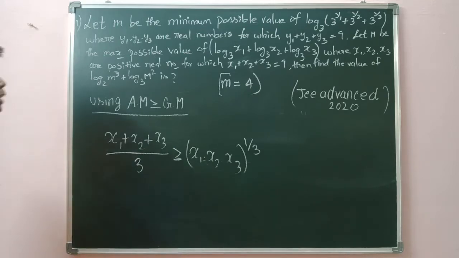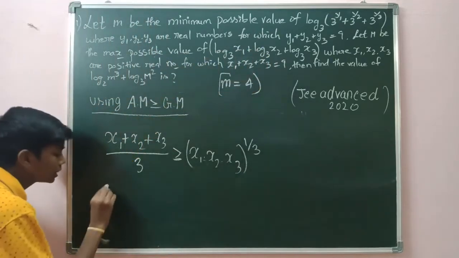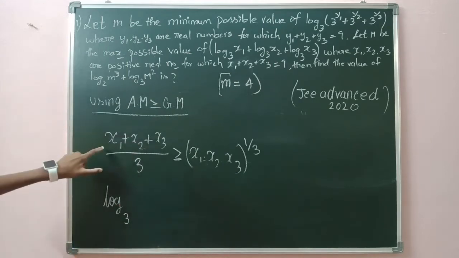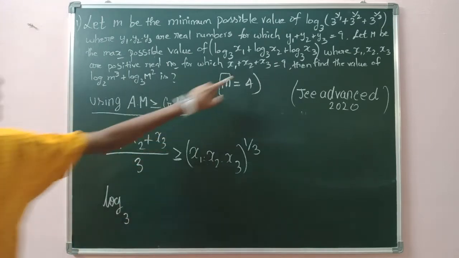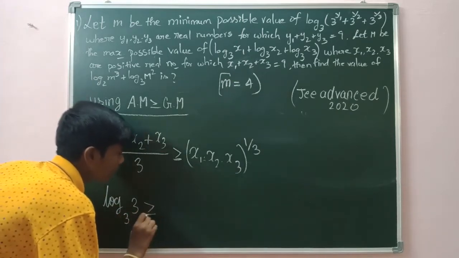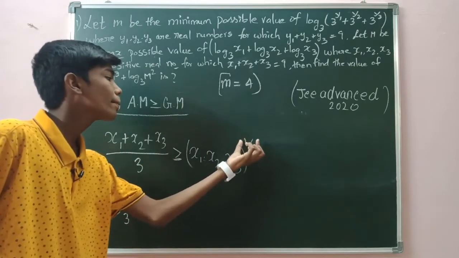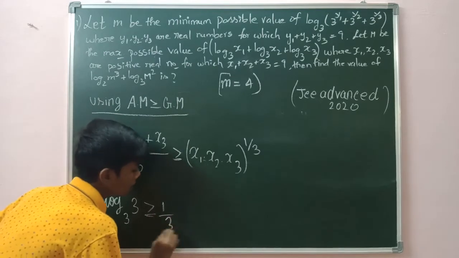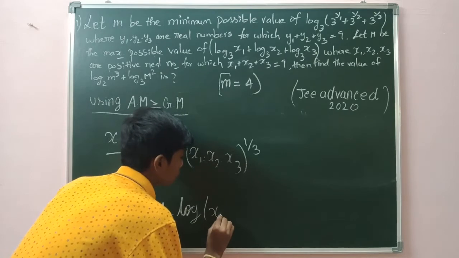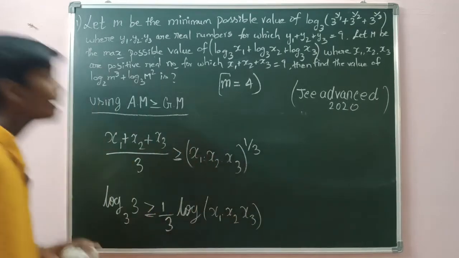Now take log to the base 3 on both sides, because here also I am having log to the base 3 on every term. So when I take log to the base 3 on both sides, I will get log to the base 3 of, what is x1 plus x2 plus x3? That is given as 9. So 9 by 3 will be 3. Then that will be greater than or equal to, when I take log on this side, log of (x1 into x2 into x3) whole power 1 by 3. That 1 by 3 I can take outside. So 1 by 3 into log of x1 into x2 into x3. Correct now? This is what will be left.